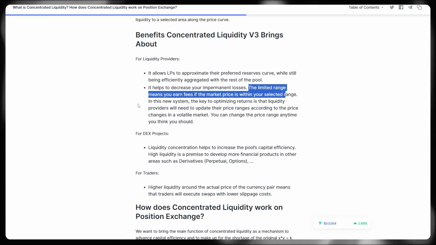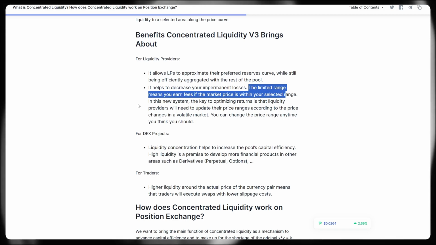Of course, you can decide to narrow that range as much as you possibly can within the effective order book itself, but then you have less chance of earning fees consistently if you see violent swings. However, you're slightly more protected from that impermanent loss.